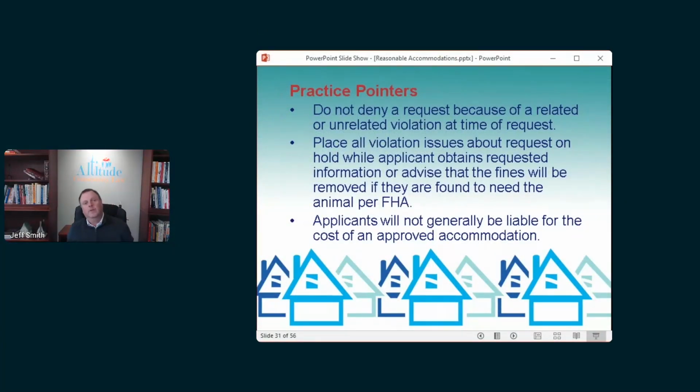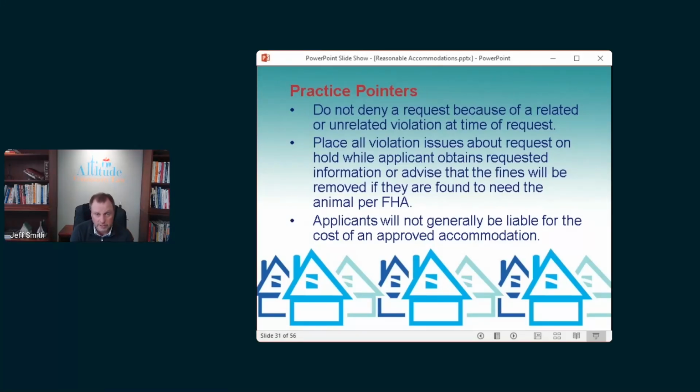Do not deny a request because of a related or unrelated violation at the time of the request. So oftentimes what will happen, new owner moves in, say it's a no pet place, they have a dog, we fine them for having a dog, or we send the letter, then we find them. Then they reach out to us and say, no, this is actually an ESA. In the past, we have had boards refuse to determine whether it's an ESA or not until the owner pays the fines. You don't want to do that. That'll get you into lots of trouble.